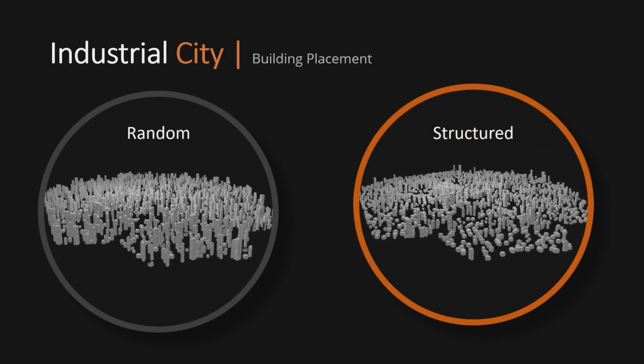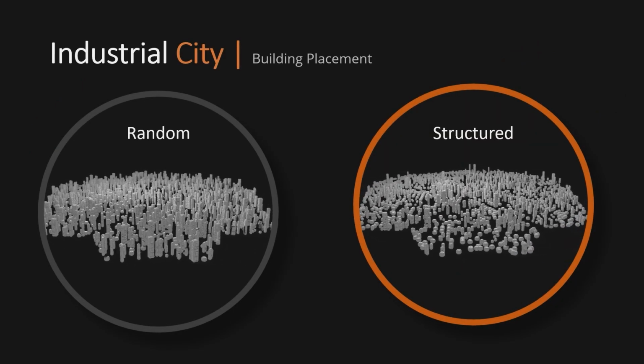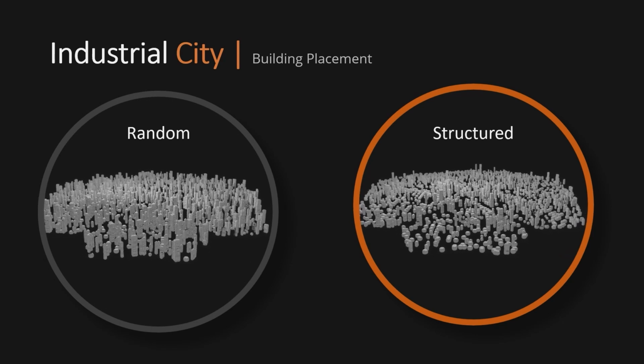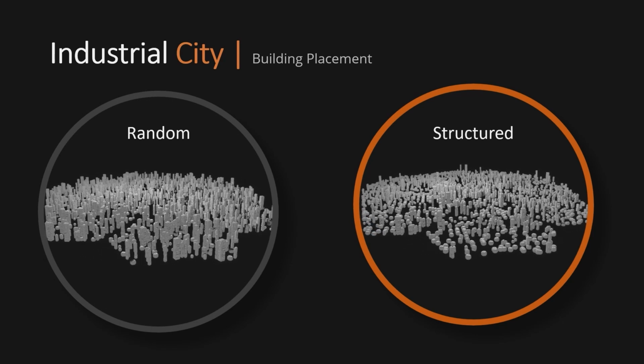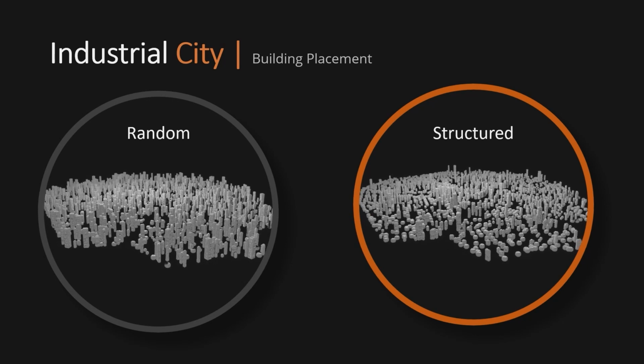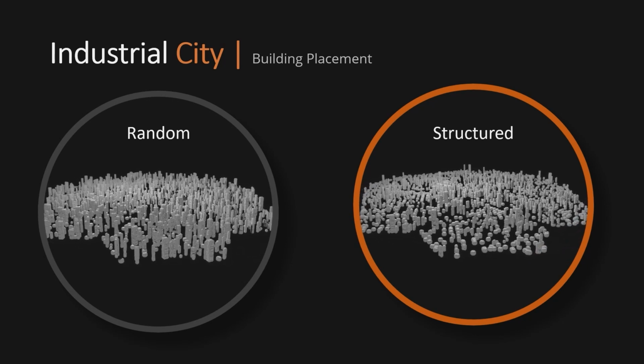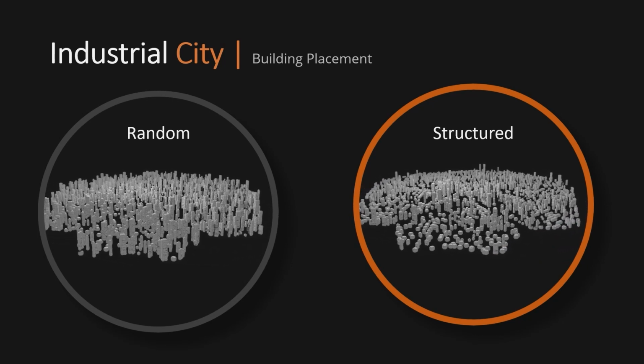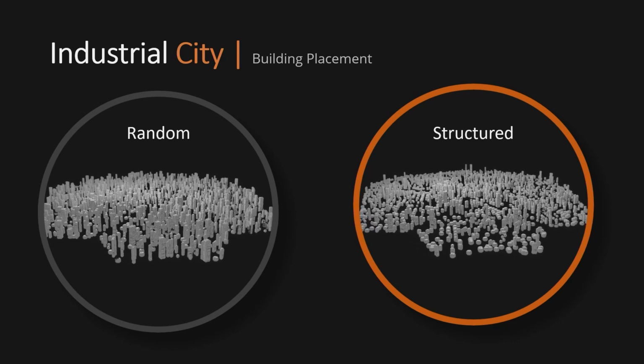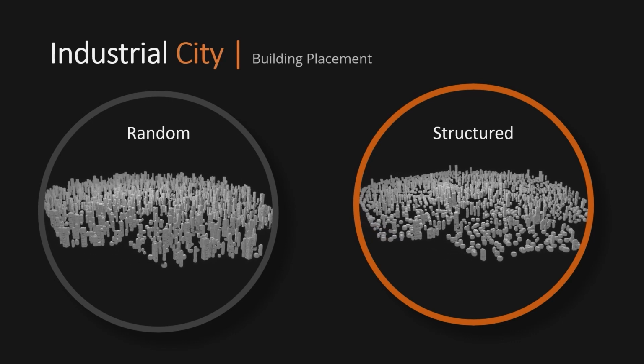So here on the left, you can see that if we randomly select a building and place it on the plan, the result is not very believable. Whereas on the right, we have something that already looks more like a city with smaller local centers and just generally more natural density of tall buildings.